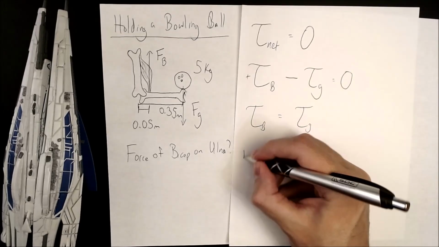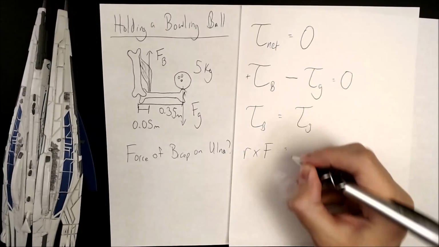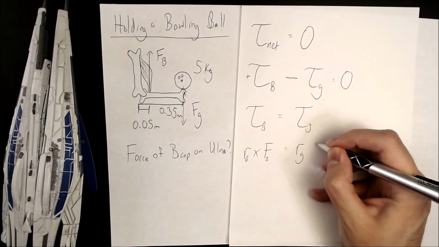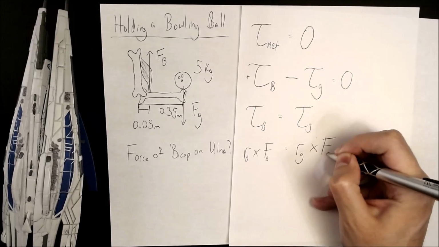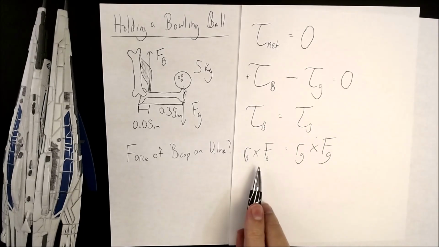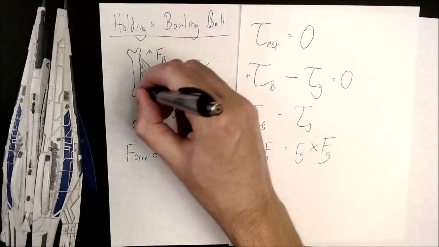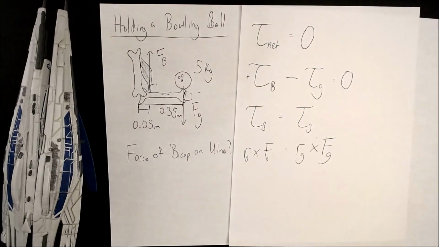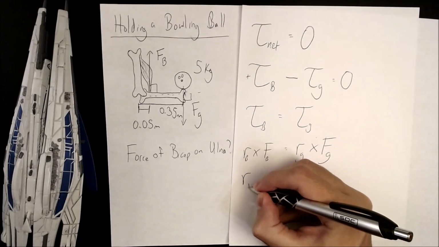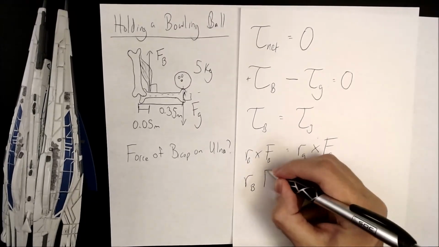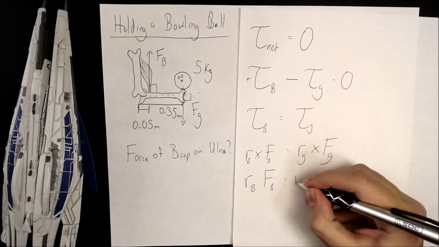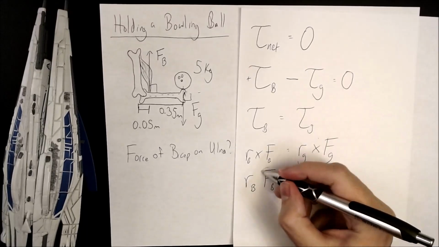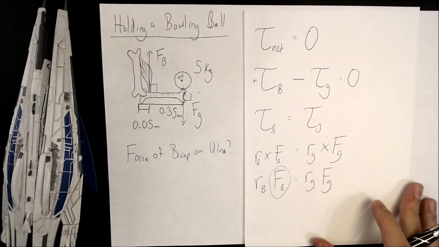The torque from the bicep, R cross F bicep, is equal to R gravity cross force gravity. Again, we've got a bunch of right angles. We've got everything measured from there. That's a right angle, that's a right angle. Okay, we're done. So radius bicep times the force bicep is equal to radius where gravity applies times the force of gravity. This is the thing we're looking for, the force of the bicep on the ulna.